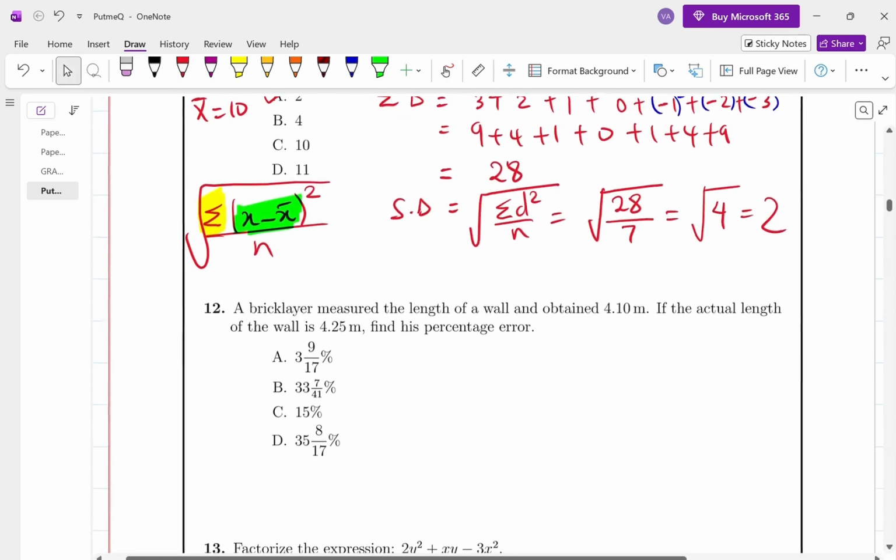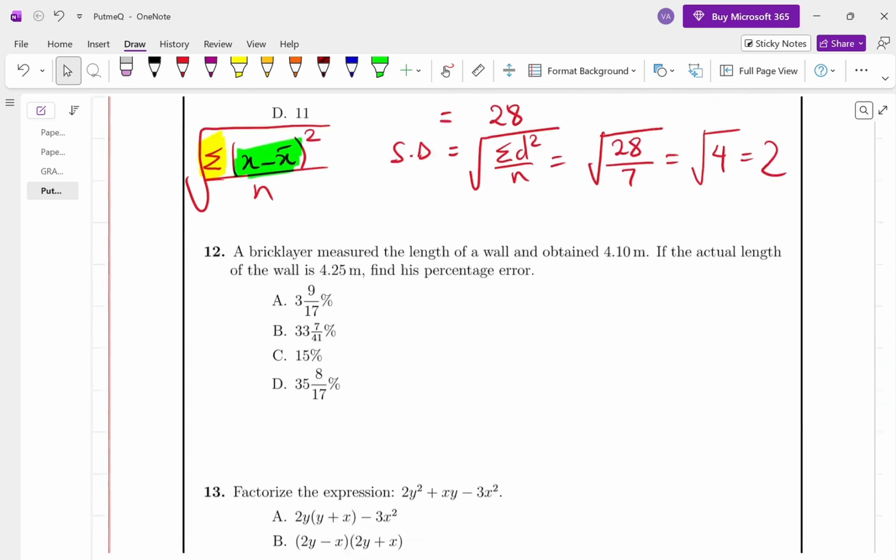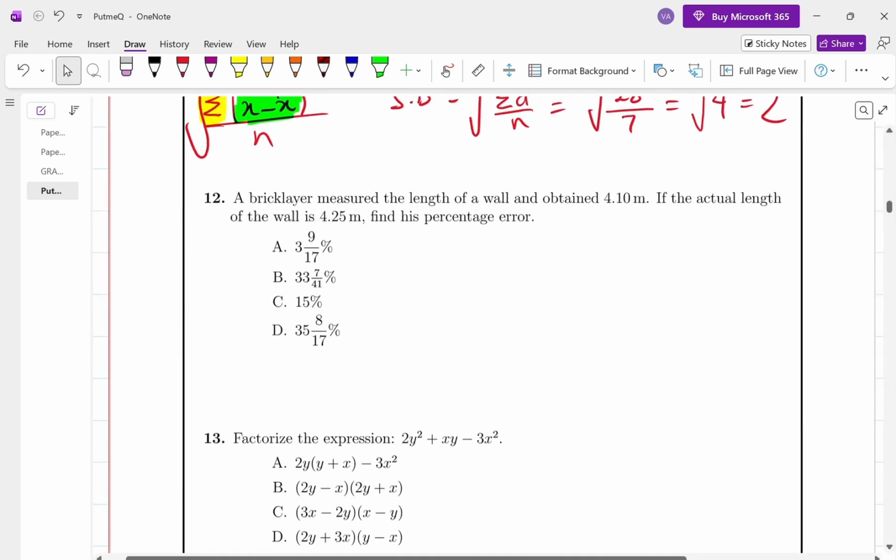Next one, question 9. A bricklayer measured the length of a wall and obtained 4.10 meters. If the actual length of the wall is 4.25, find his percentage error. So our first thing is, what is the error? How much error did he make? So error is, he was supposed to get 4.25, but instead got 4.10.